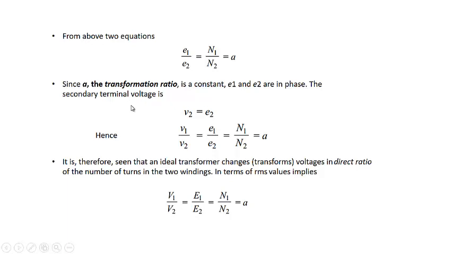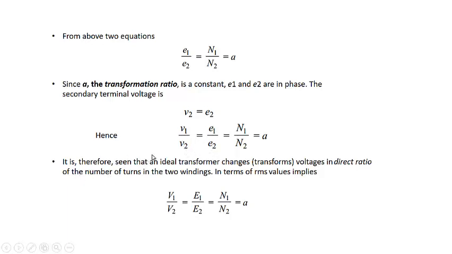That's the transformer ratio. Since a is the transformer ratio, which is a constant, E1 and E2 will be in phase. The secondary terminal voltage V2 will be equal to E2, because there will be no resistance present in the circuit. Therefore, V1 by V2 will be equal to E1 by E2, that will be equal to N1 by N2, that's equal to a. That's the transformer ratio. In actual practice, there will be a slight difference between V1 and E1 and V2 and E2.